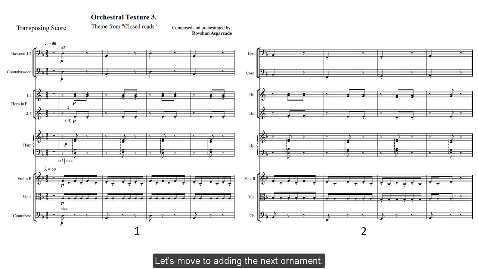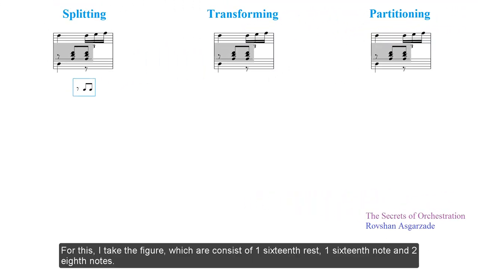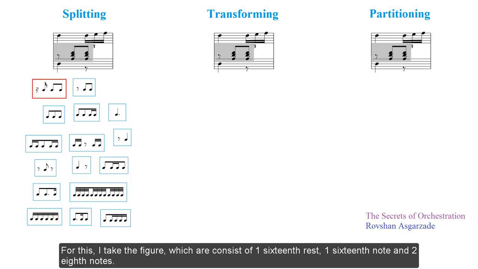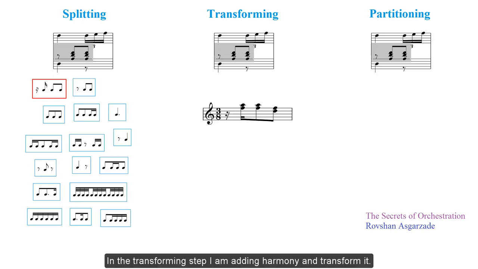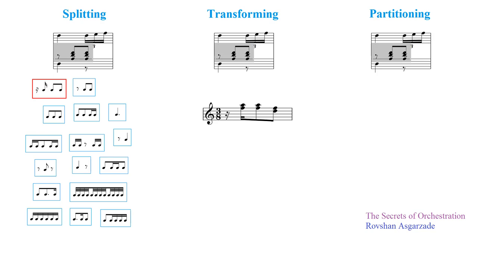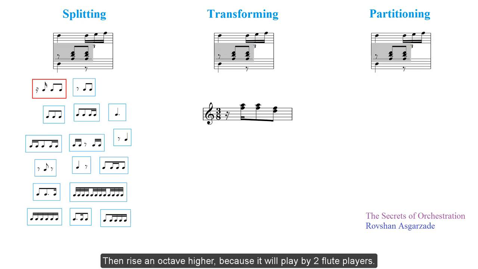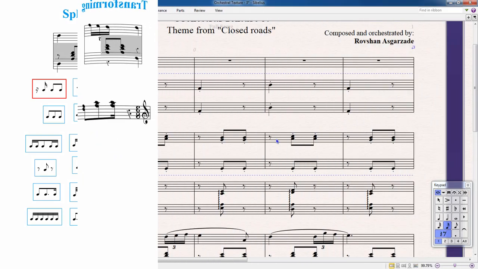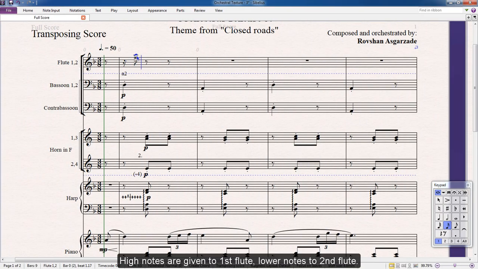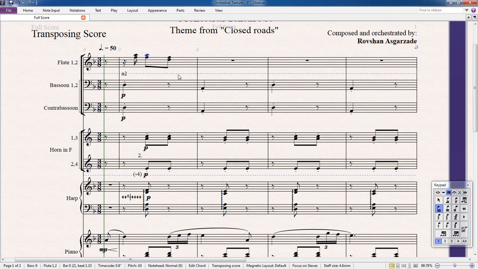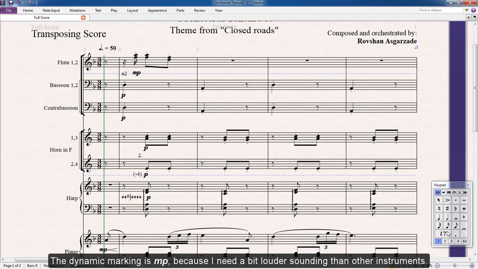Let's move to adding the next ornament. For this, I take the figure which consists of 1/16 rest, 1/16 note, and 2/8 notes. In the transform step, I'm adding harmony and transforming it. Then I raise it an octave higher, because it will be played by two flute players. High notes are given to first flute, lower notes to second flute. I'm adding the staccato. The dynamic marking is mezzo piano because I need a bit louder sound than other instruments.